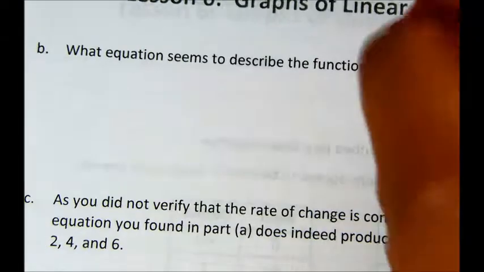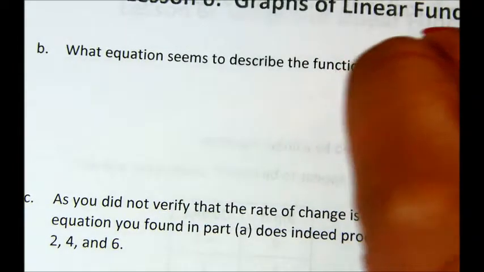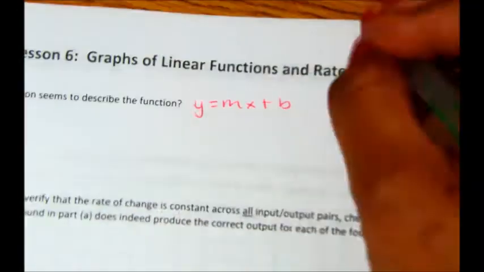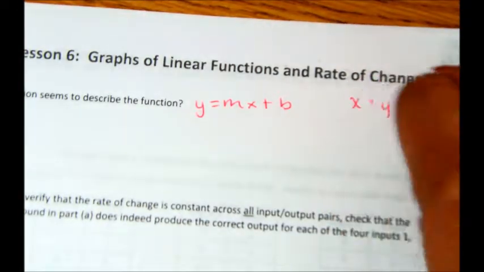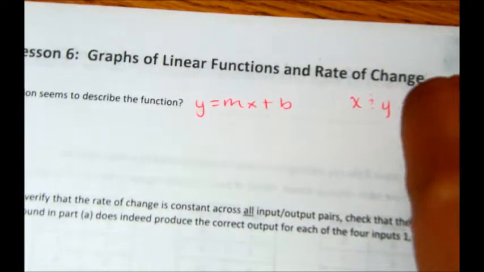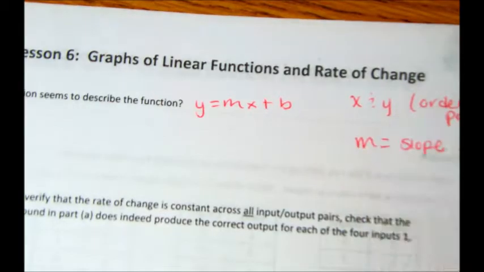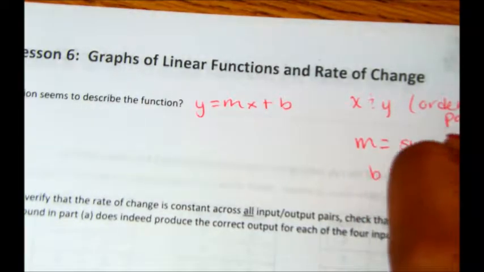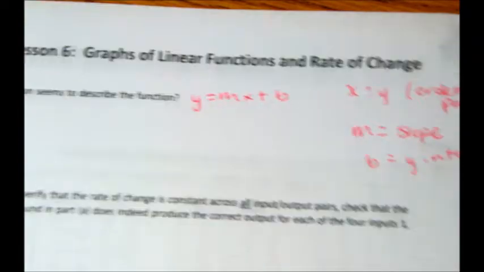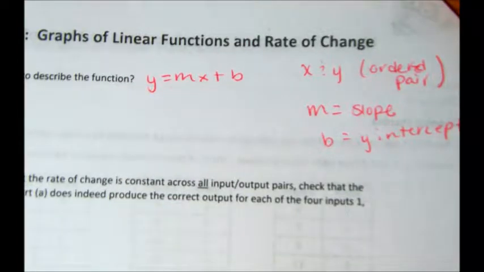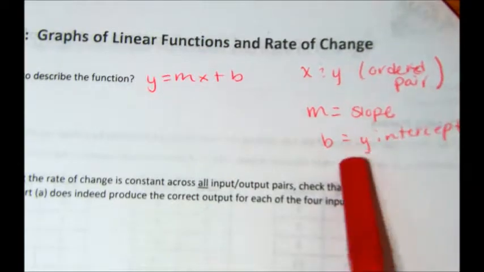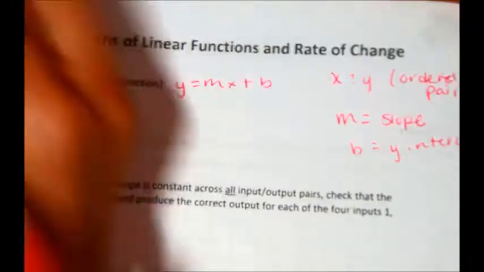All right, let's look at part B. Part B asks us what equation seems to describe the function. Remember, I am wanting to write an equation in slope-intercept form. And when I'm writing an equation in slope-intercept form, I know that x and y are an ordered pair that I've been given. I know that m is my slope, and I know that b is my y-intercept. We are going to need to use an ordered pair and our slope to solve for b.